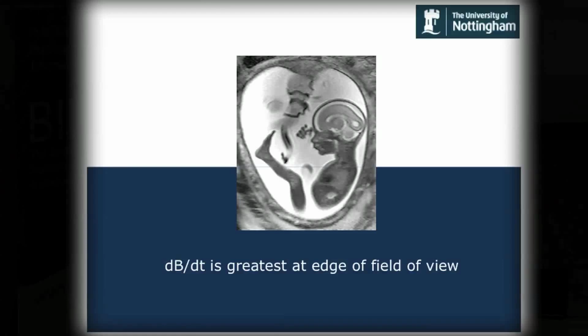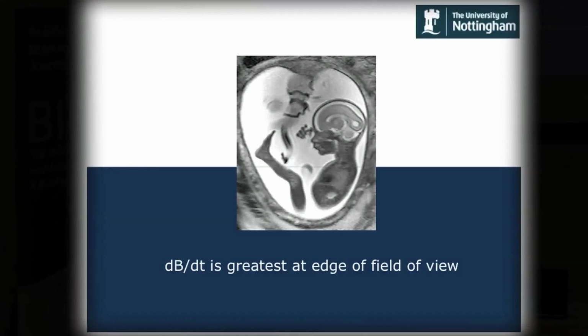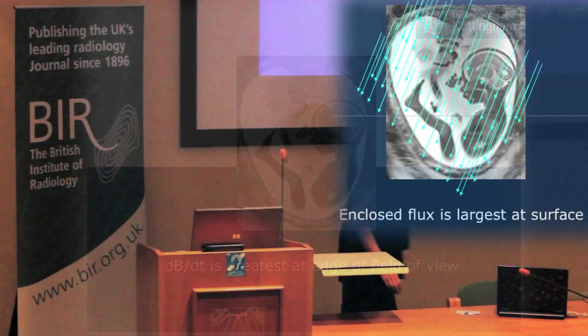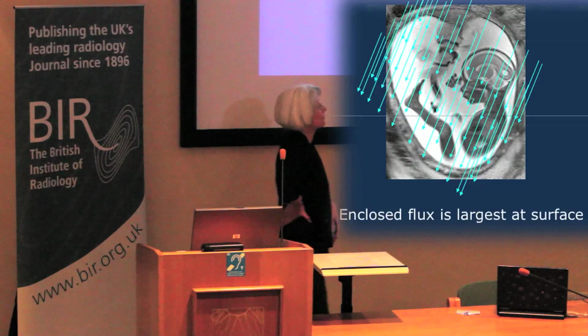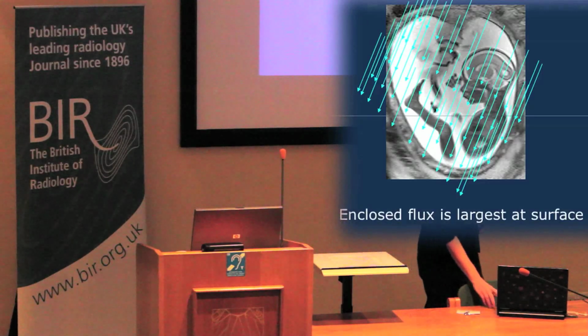But the key thing is that this change in magnetic field is biggest at the edge of the field of view because it's a gradient. So we get a big change in the magnetic field at the edge of the field of view. So the first thing is that the big change in the magnetic field at the edge, so the mother rather than the fetus, is exposed to the biggest change in the magnetic field.